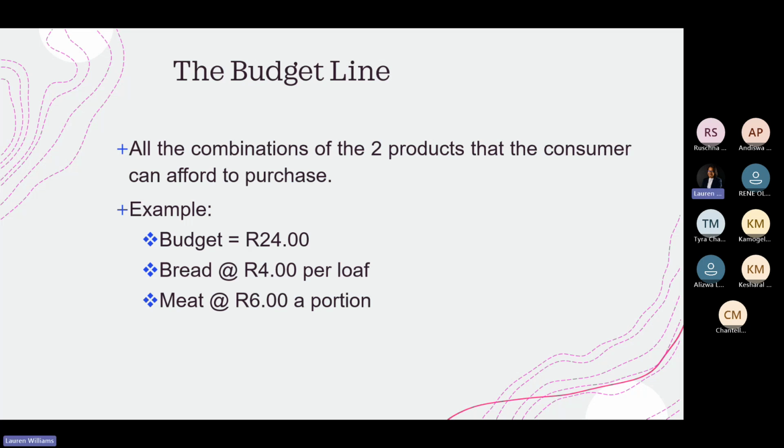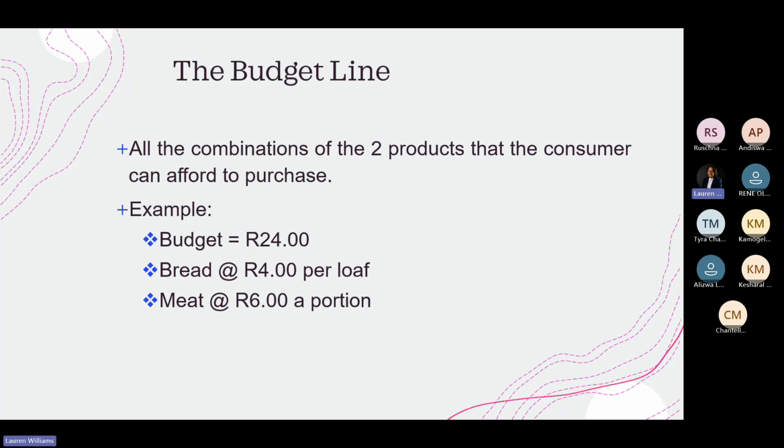Okay. So if we're looking at the example, obviously the amounts are very much not realistic. But if your budget is, for example, say 24 Rand and you're still looking at bread and meat, and when you get to the store, you see that bread is 4 Rand, meat is 6 Rand. Okay. Your budget is 24 Rand.